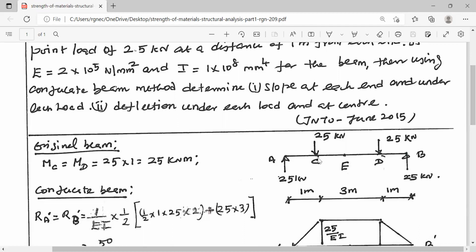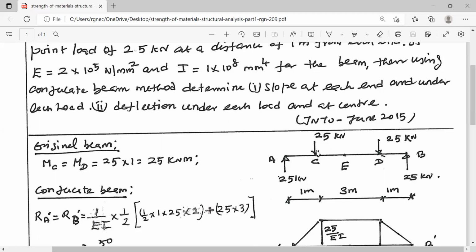For the given beam and the applied loads, we have to first calculate the reactions. It is subjected to 2 point loads, 25 kilonewton each. So by virtue of symmetry, the reaction RA is equal to 25 kilonewton and RB is equal to 25 kilonewton. And what is the bending moment at C? Bending moment at C is 25 kilonewton into 1 meter. That is, MC is equal to 25 into 1, 25 kilonewton meter. Similarly, what is the bending moment at D? MD is equal to 25 into 1, 25 kilonewton meter.